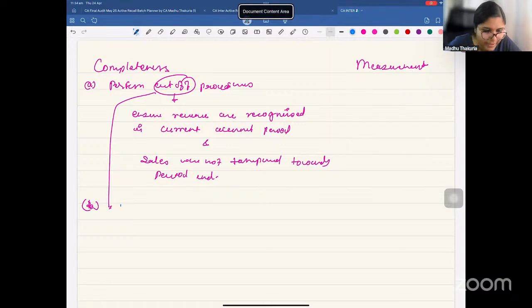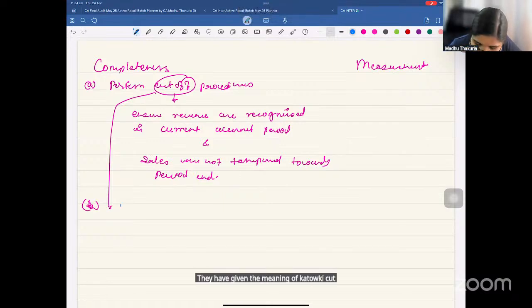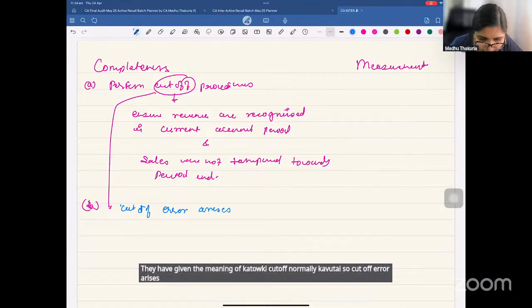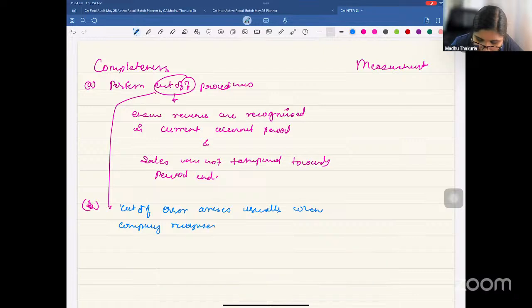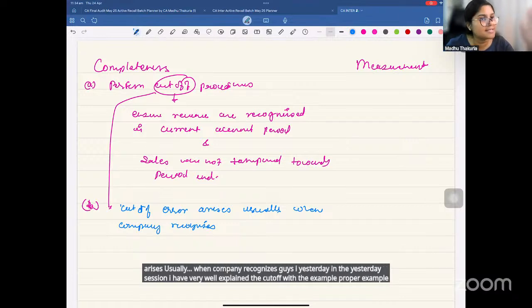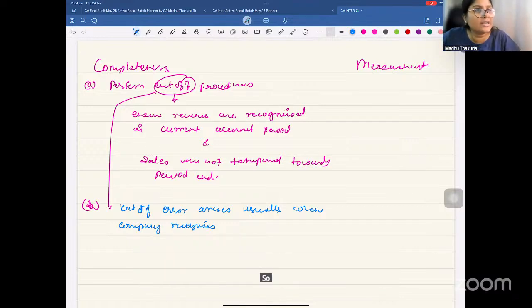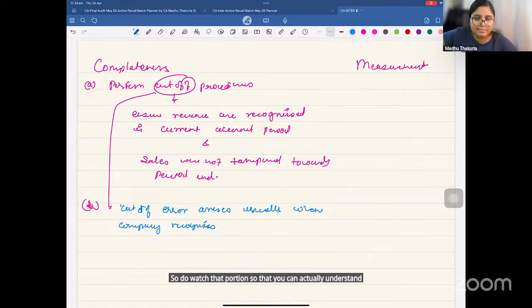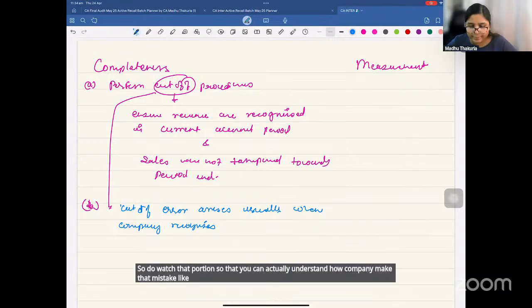they have given the meaning of cutoff, that is, when does a cutoff error normally happen. So cutoff error arises usually when company recognizes. Guys, in yesterday's session, I have very well explained the cutoff with a proper example for the purchases and sales. So do watch that portion so that you can actually understand how a company makes that mistake, like practically how do they play with the numbers.